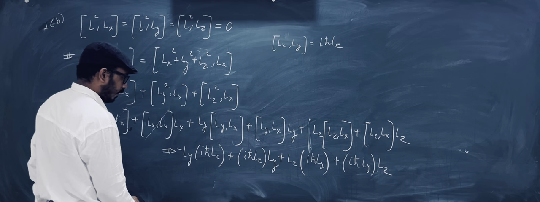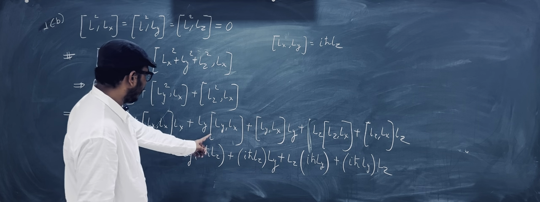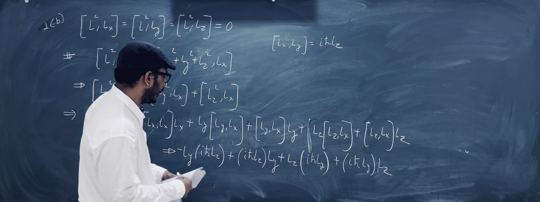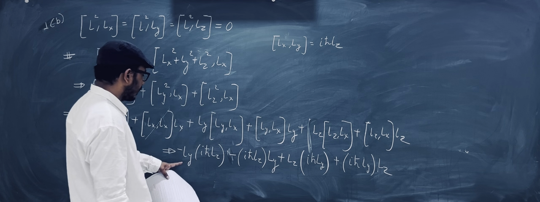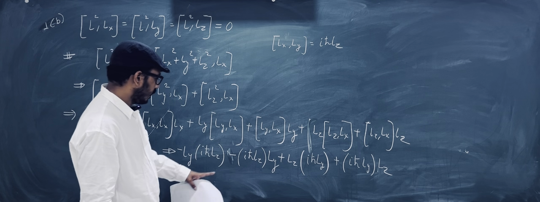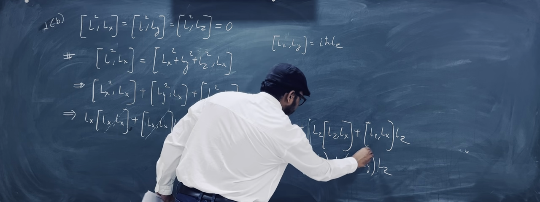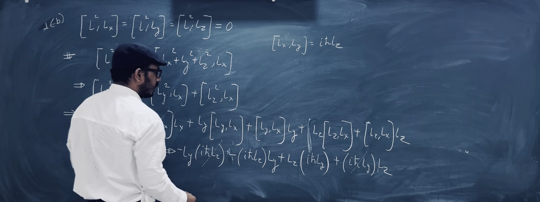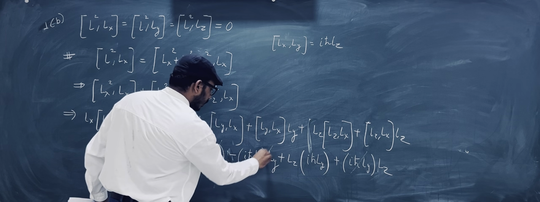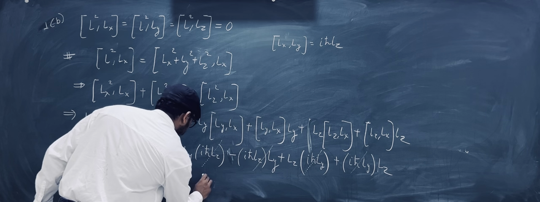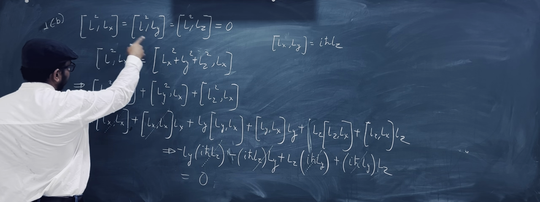So if you now see, we have all these terms here. This is Ly Lx and this is again Ly Lx. So it will come with a minus sign. So it's minus iħ Ly Lz plus iħ Ly Lz. So this term will cancel out with this term. This is minus iħ Lz Ly. This is plus iħ Lz Ly. So these two terms will cancel out. So this will become 0. So we have proved that L square commutes with Lx, Ly and Lz.